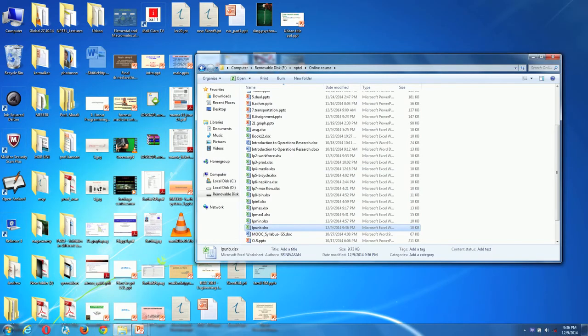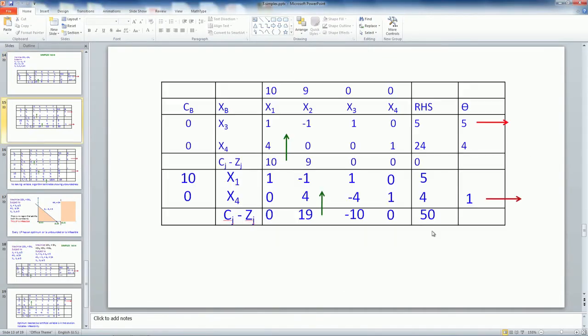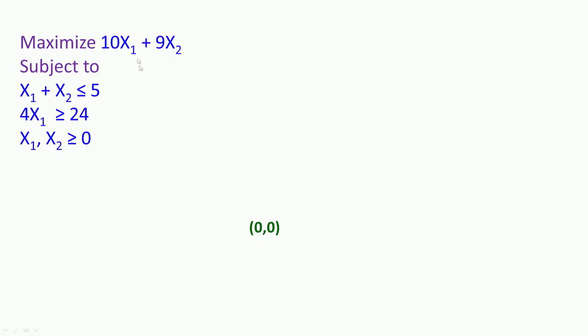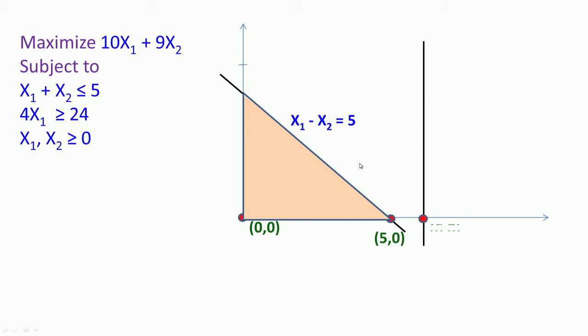Here, when we did the simplex algorithm, we looked at another example: maximize 10x1 plus 9x2 subject to x1 plus x2 less than or equal to 5 and 4x1 greater than or equal to 24. If we drew the graph for this, we said there is no feasible region, and therefore the problem is infeasible.